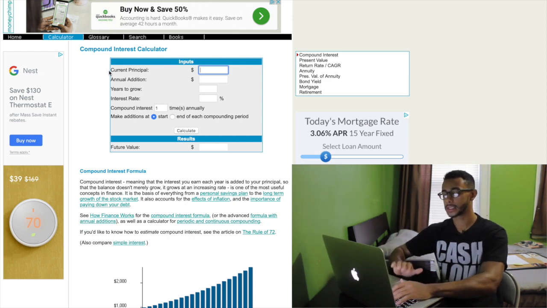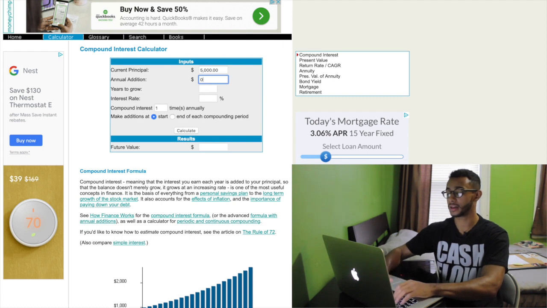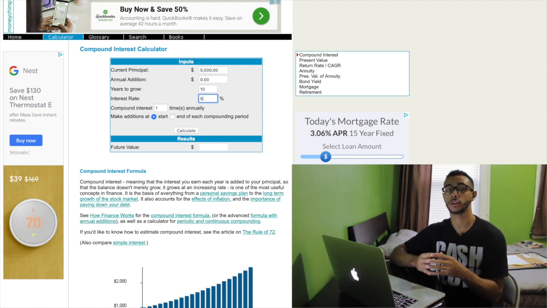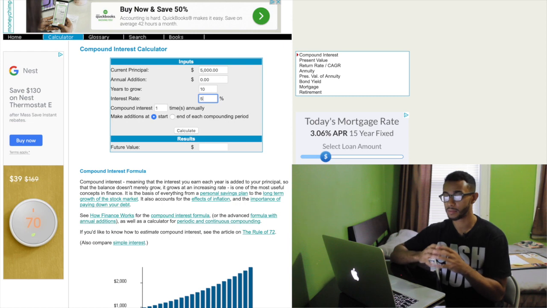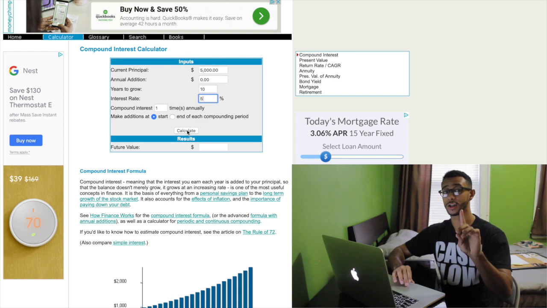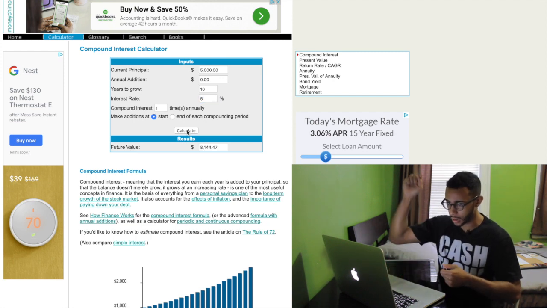But let's just say I have my portfolio amount and I don't add anything at all, and I give it 10 years to grow at an interest rate of 5%, because that's how much my portfolio makes me every year, 5% on my money. And then let's hit the calculation button. But first, drum roll please. Bam!